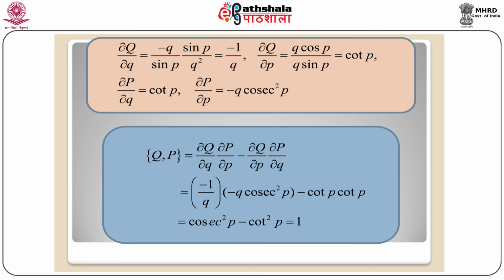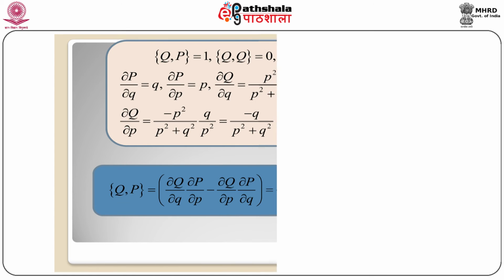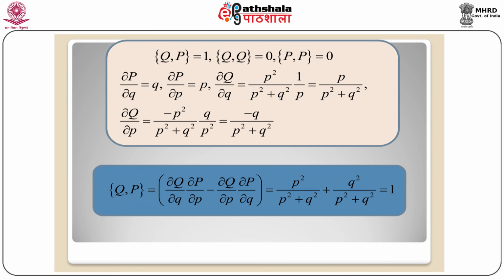Now let us find the partial derivative of capital P with respect to small q, which gives small q, whereas the partial derivative of capital P with respect to small p gives small p. We have calculated these from these relations.